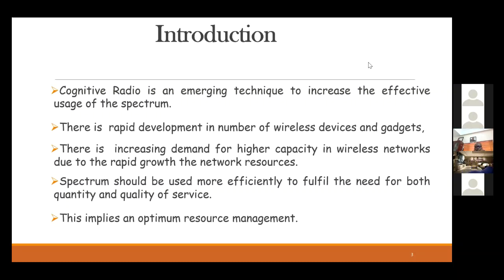Let me just mention that spectrum should be used more efficiently to fulfill the need of all of these devices in terms of quantity and quality. I'm talking in terms of bandwidth. We'll go down and look at them gradually as we proceed. The implication is that there must be optimum resource management in terms of spectrum. In terms of spectrum utilization, I need us to have this as part of our thoughts as we proceed in this presentation.